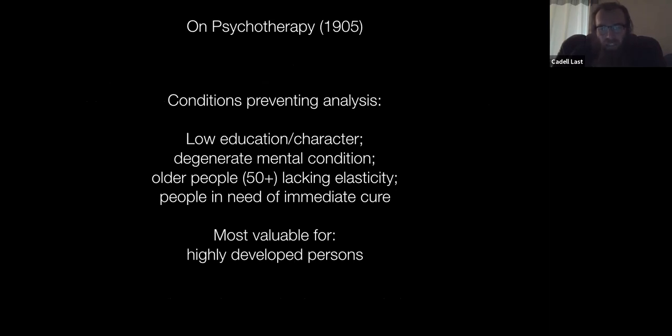He also identifies conditions that prevent analysis. And these conditions are interesting because they also speak to Lacan's hypothesis that psychoanalysis could only have existed in the scientific universe, in the modern world, because he's saying that what prevents analysis is low education, low character. You have to be someone who's built up a certain educational level. You have to be someone who's built up a certain character level, or else there's no point to go into it.